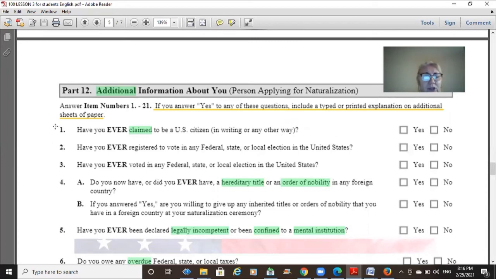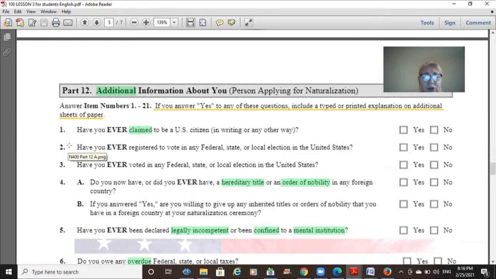Let's look at question number 1. Have you ever claimed to be a U.S. citizen in writing or any other way? Well, claimed means told or declared. So have you ever told anybody that you are already a U.S. citizen? So because you are not a U.S. citizen, you would need to put no as the answer to this question.